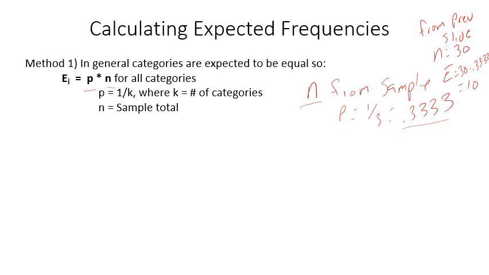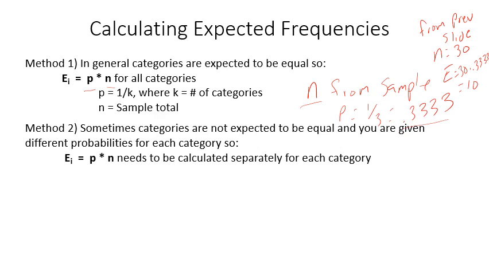The expected equals the probability times n being from the sample, probability being equal to 1 divided by k. This is the easiest way to calculate expected. But this only works when categories are expected to be equal. Sometimes categories are not expected to be equal. So when categories are not expected to be equal, sometimes you're given frequencies, sometimes you're given probabilities.